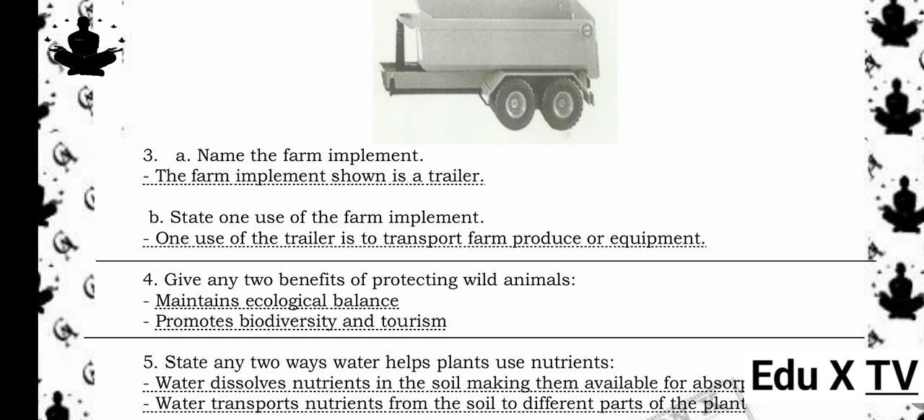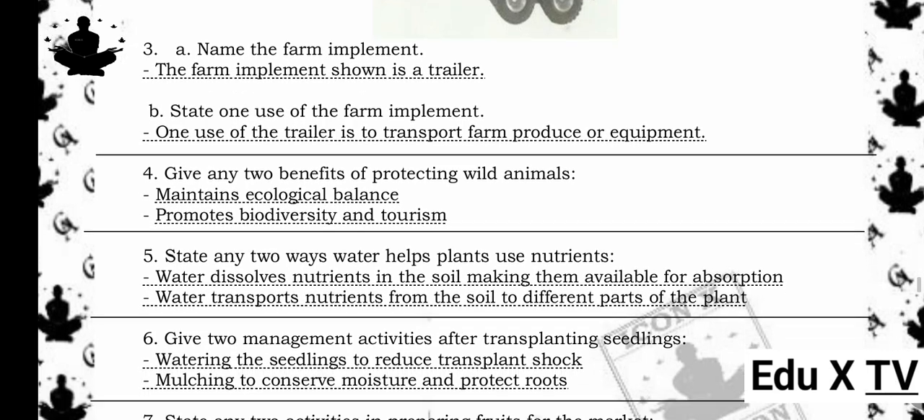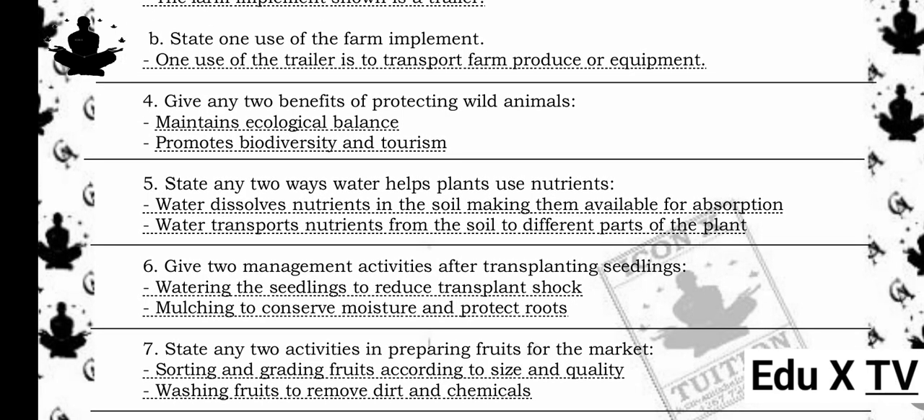4. Give any two benefits of protecting wild animals. Maintains ecological balance. Promotes biodiversity and tourism. 5. State any two ways water helps plants use nutrients. Water dissolves nutrients in the soil, making them available for absorption. Water transports nutrients from the soil to different parts of the plant.